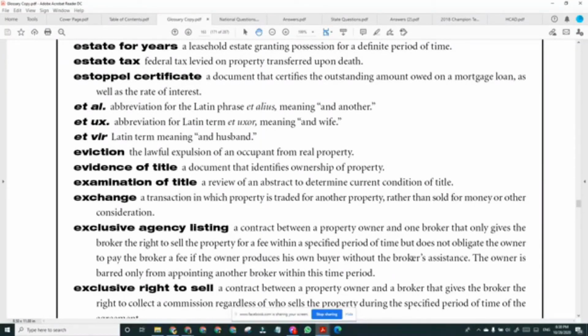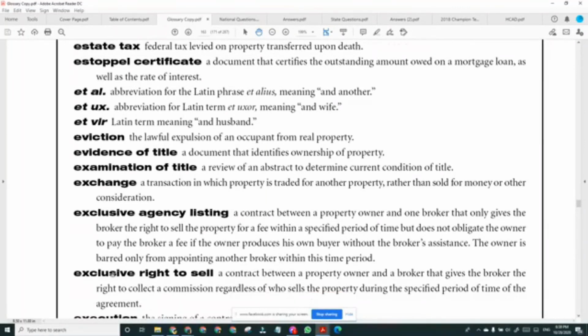So the type of listing that we want is the exclusive right to sell agency listing, so that we get paid whether they get the buyer or we get the buyer. So both types of listings are called an exclusive agency listing, yet the one that we want is the exclusive right to sell.